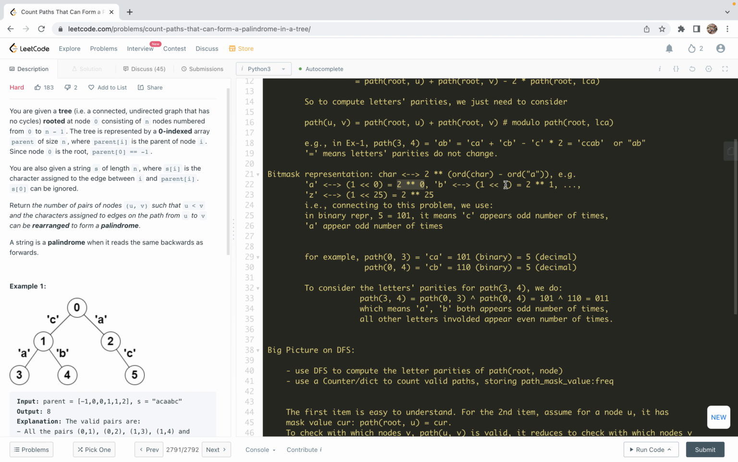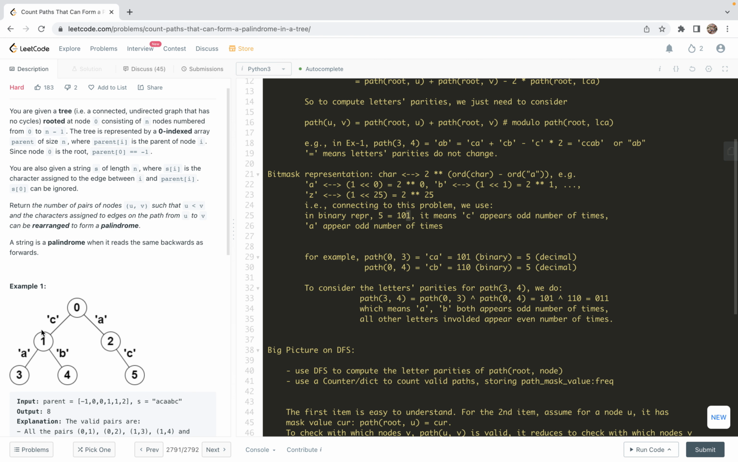And then for B, it's corresponding to the second bit position, then it's 2 to the power 1, right? That's 1, 0 in binary, and in decimal is 2. So similarly, Z corresponding to the 25th, so it's 2 to the power 25. And then if you write in binary, it will be 1 followed by 25 zeros. So in other words, connecting to this problem, we use this binary representation, for example, 5. So it's 0, 1, 1, 0, 1. So this is in binary. It means C appears odd number of times, and A appears odd number of times.